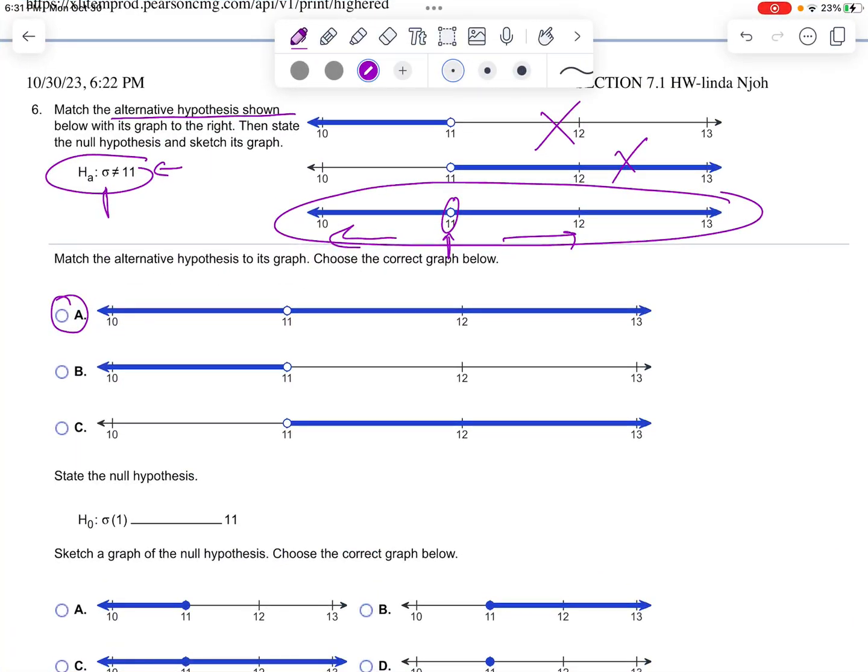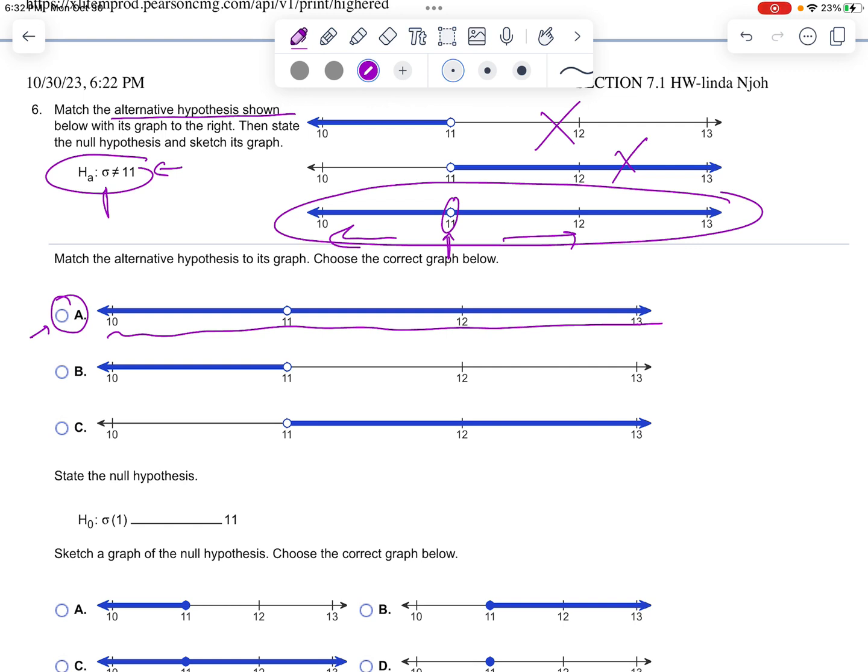Okay, we left off from here. All right, so starting back from number 6, HA is given to you. The alternative, sigma different than 11. So our first choice is A. We're matching it. Why? Because this only works.